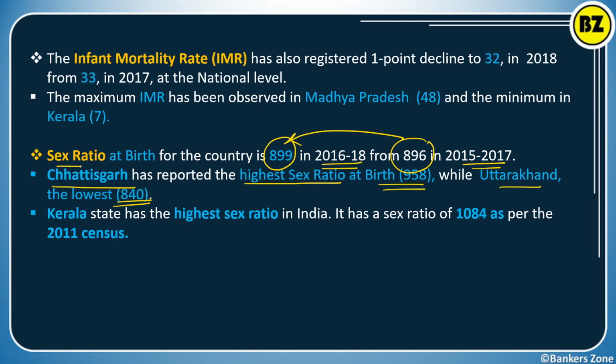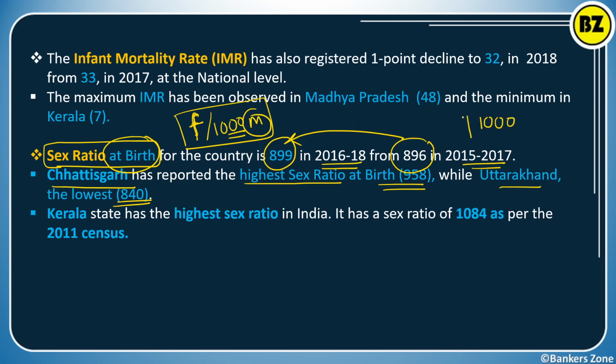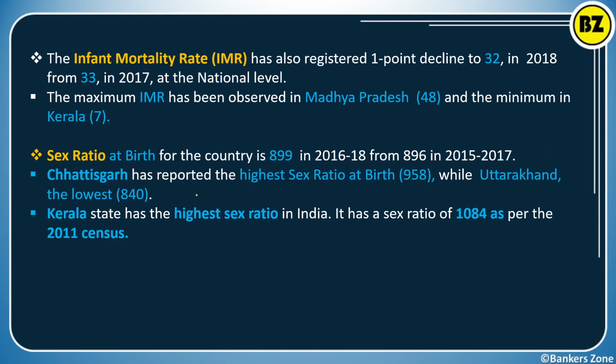Okay, so what do you mean by at birth? It is very simple. How many females are there for 1000 males, right? So at birth means, if there is a birth of 1000 children, out of that how many are female children? These are the sex ratio at birth. Okay, now see, Kerala has the highest sex ratio in India. It has a sex ratio of 1084 as per the 2011 census. You are all very much aware, right? Kerala has more females than males, we can say that. It is 1084 as per the 2011 census.